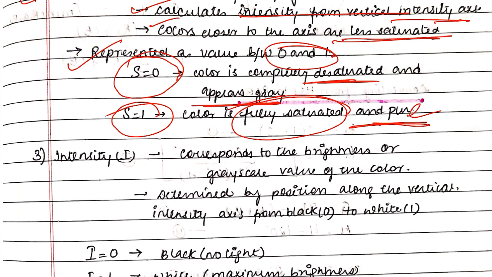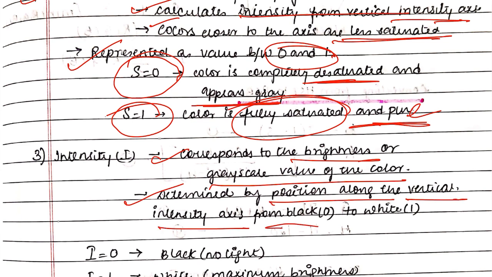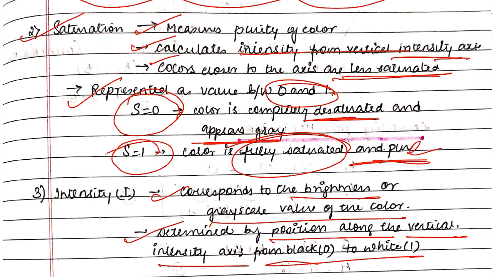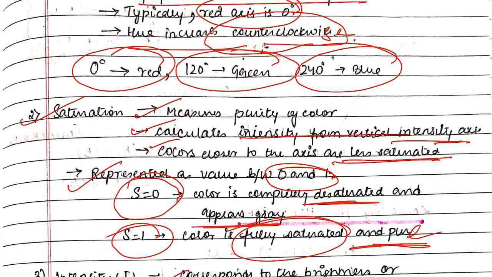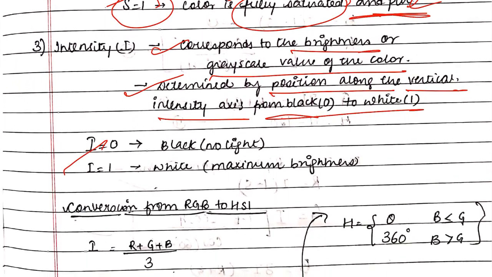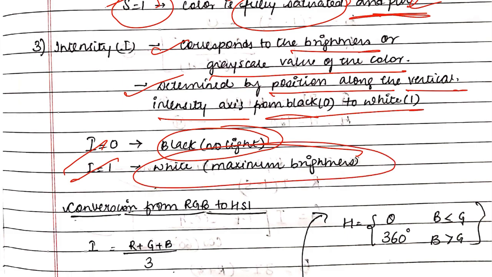Next is intensity. Intensity refers to the brightness or the grayscale value of the color. Okay, and it is mainly determined by the position along the vertical axis from black to white. So intensity is determined by the vertical intensity axis from black to white, whereas saturation is determined only from the vertical intensity axis, not from any particular color. So I equal to 0, I equal to 1. For I equal to 0, it's black and no light. For I equal to 1 it is white, maximum light.